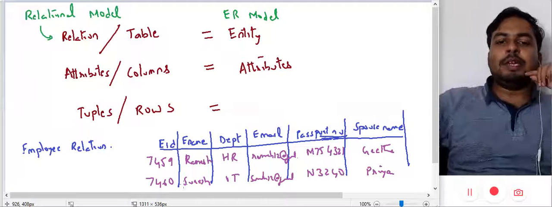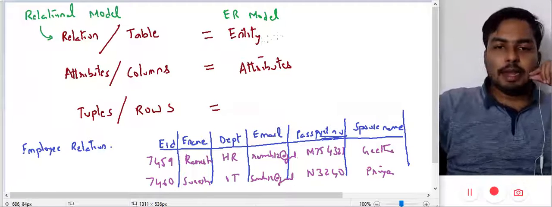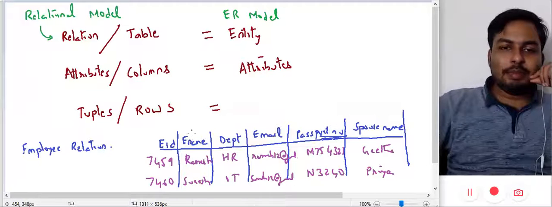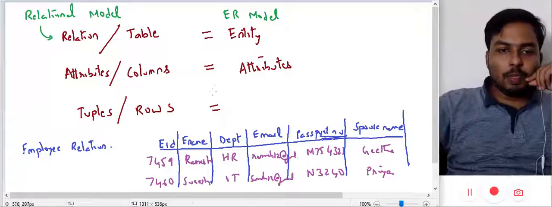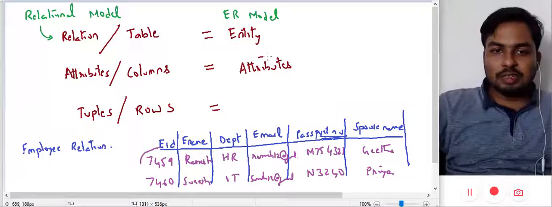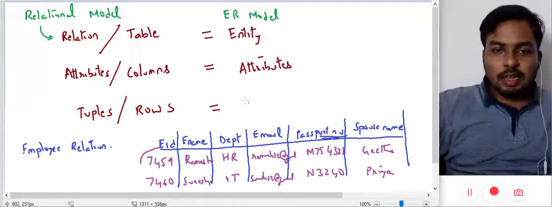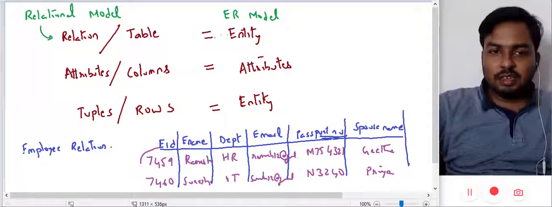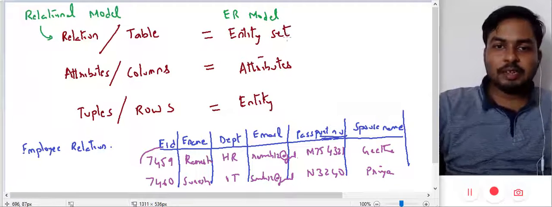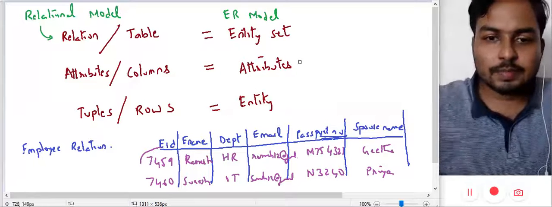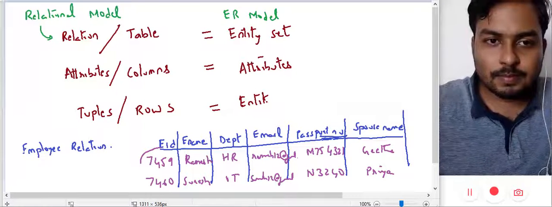Now, when I'm saying that this entire table is nothing but an entity in the ER model, and each column is nothing but an attribute in the ER model, then what could each row be? Each tuple and each row is nothing but an entity. In fact, I can say that the relational table is nothing but an entity set, and the rows and tuples are nothing but the entities. Is it clear?